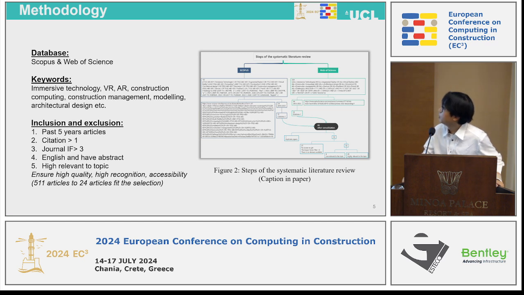First step, choose Scopus and Web of Science as our databases, because they are the two biggest databases of academic publications, and we also set our search string with keywords such as immersive technologies, VR, AR, construction computing, construction management, modeling, and architectural design, etc.